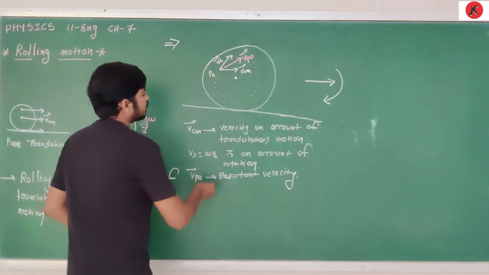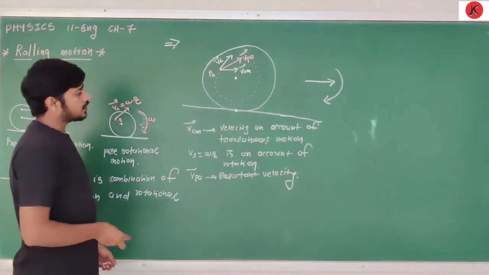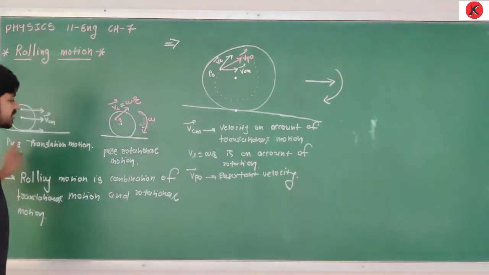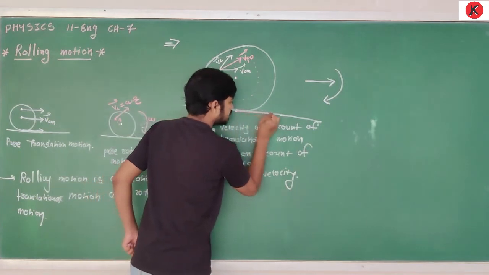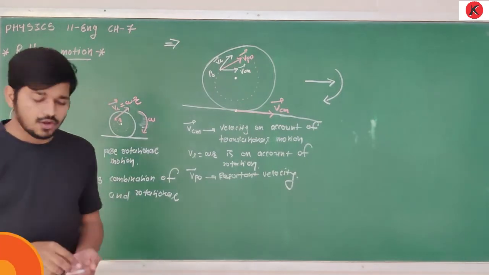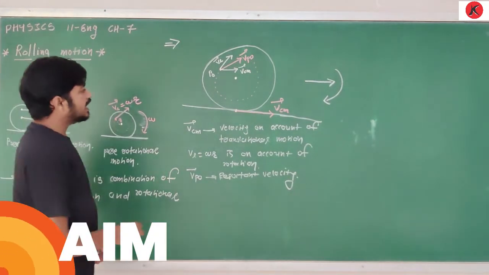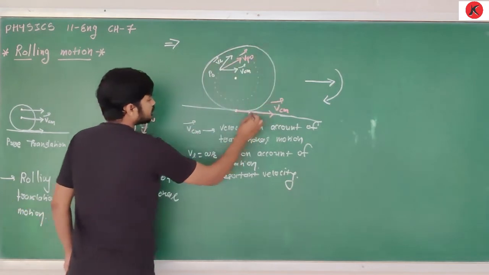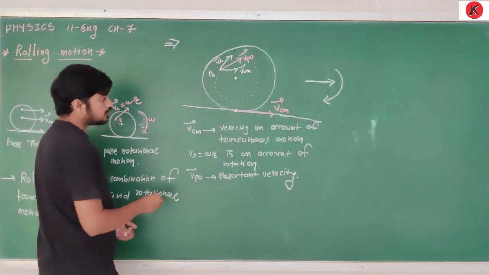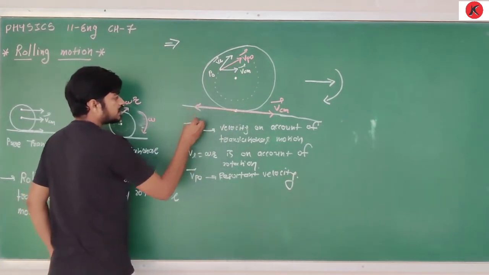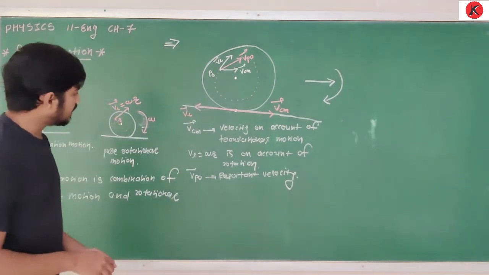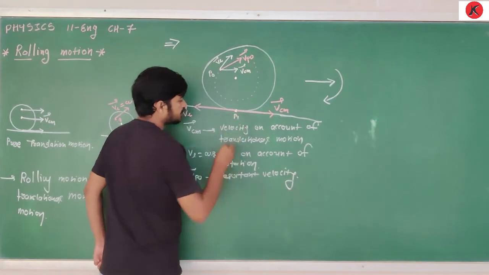Now, if I am taking this point, for example, at this point what happens? Due to translational motion, the velocity is in this direction, that is V center of mass. And as it is performing rotational motion in this direction, at this point what is the direction of tangent? It will be in this direction, so VL will be in this direction. Yes or no? Let this be point P1.